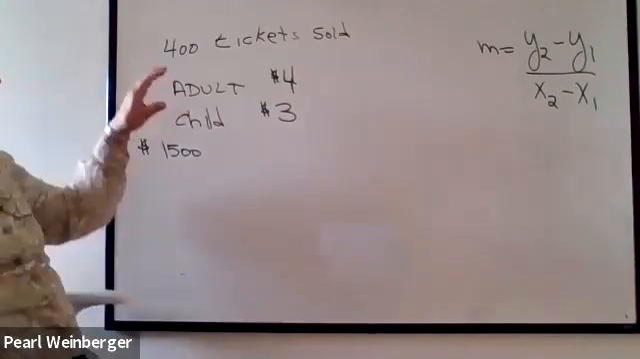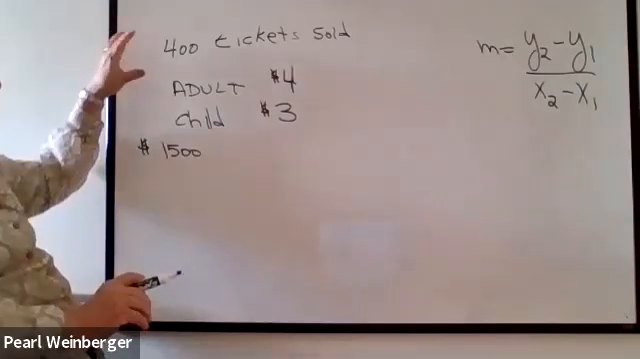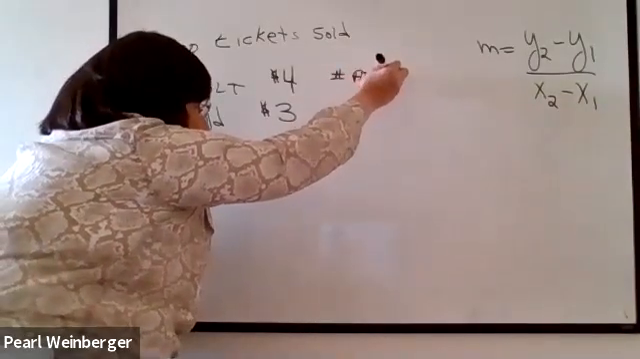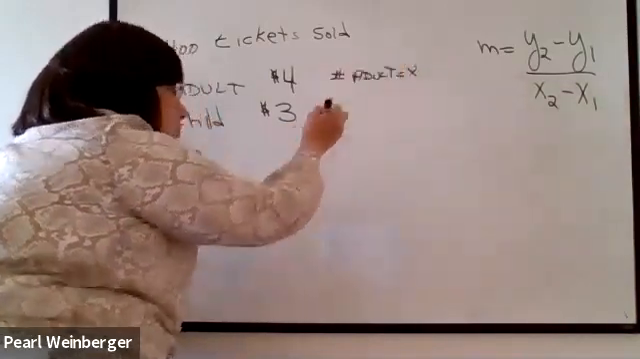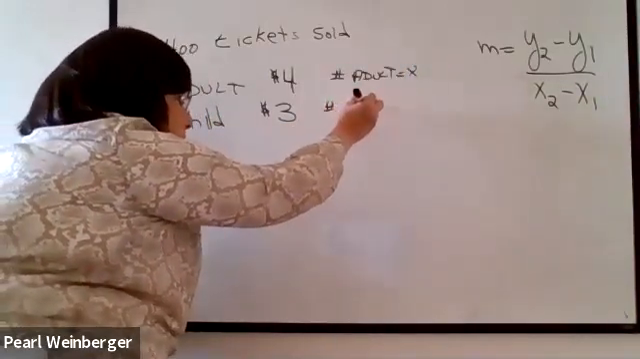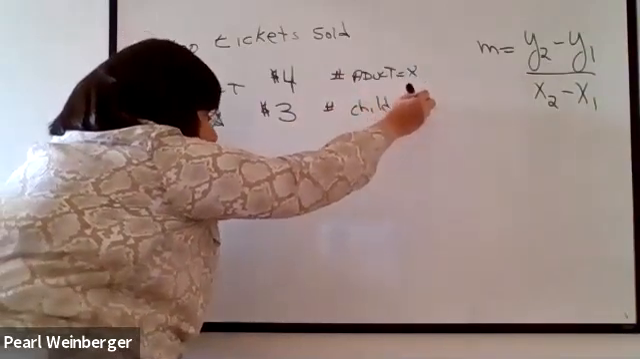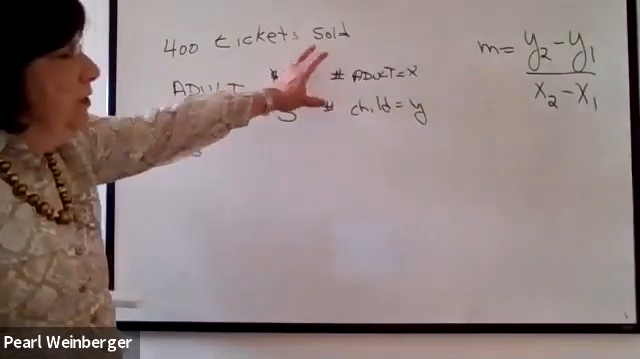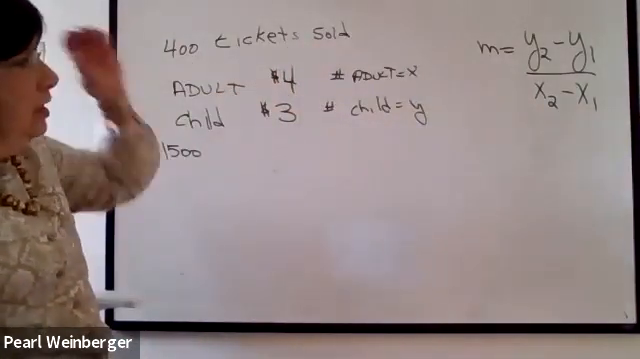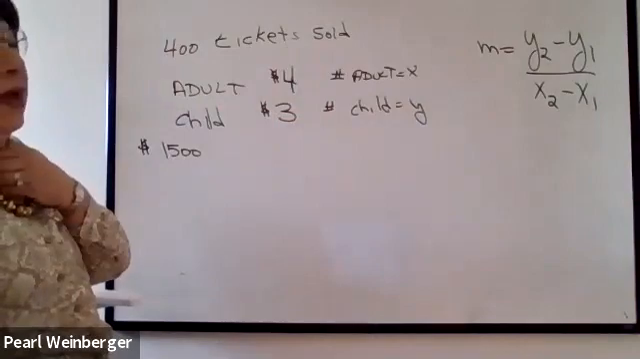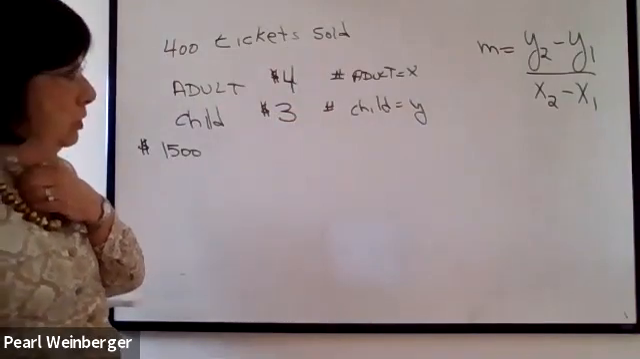Okay, let's see if we can write the system of equations and solve the system of equations. So we have two types of tickets. Let's call the number of adult tickets X. And let's call the number of children's tickets Y. Remember, when I write this down, this is what's called creating a legend. It's reminding me what I'm using for the X and what I'm using for the Y.